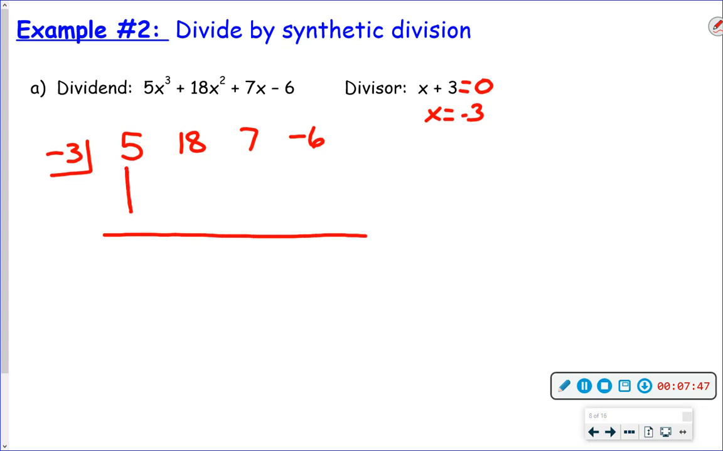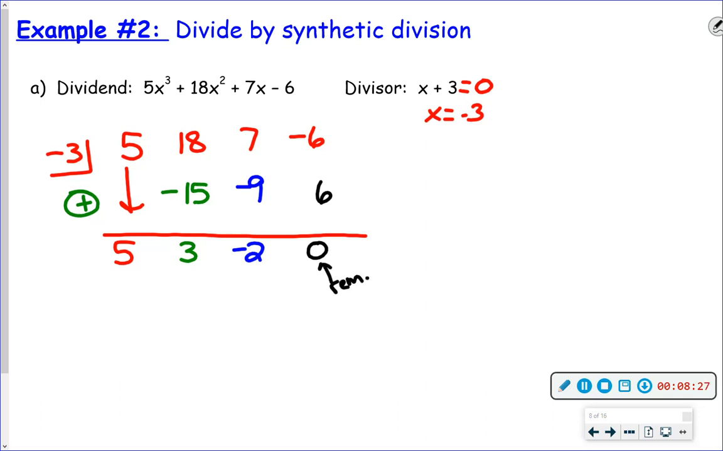And our first term always just drops through. Anything below the line that I just drew, we multiply by your divisor. So I'm going to do negative 3 times 5, negative 15. That goes in my next open space. And we add these 2 rows together. So 18 plus negative 15, 3. Anything below the line, you multiply by the divisor. 3 times negative 3. I'm going to add those together. Below the line, negative 2 times negative 3, 6. Add them up. Now, of course, my answer just is not those numbers. We have to put it back in a polynomial style. Your last number is always the remainder.